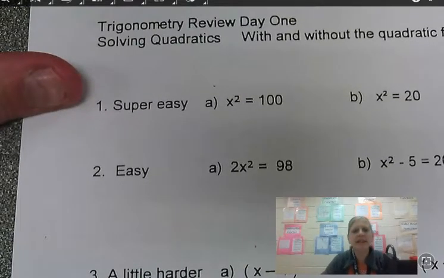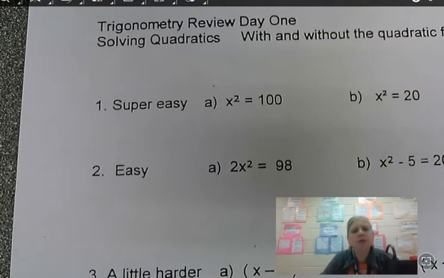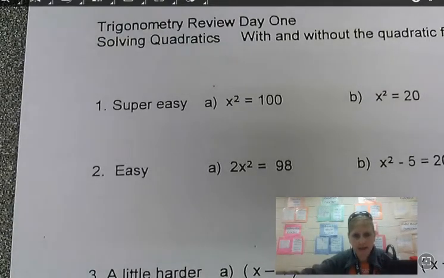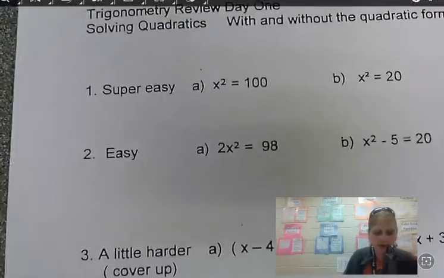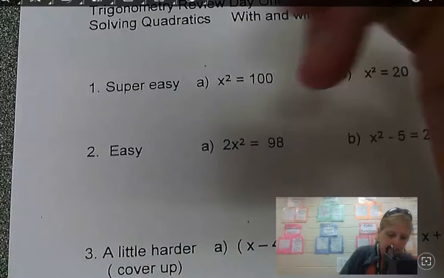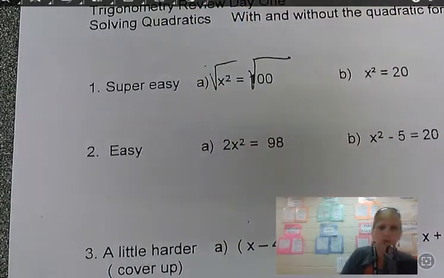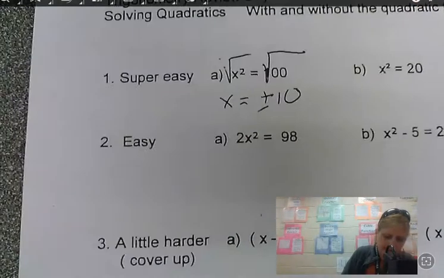And what we have here is the trigonometry review for day 1, and we're going to go ahead and get started. We first want to review some super easy stuff, just a little reminder back to our Algebra 2. So what we have here is x squared equals 100. And we know that when we take the square root of both sides, I get x equals plus or minus 10.